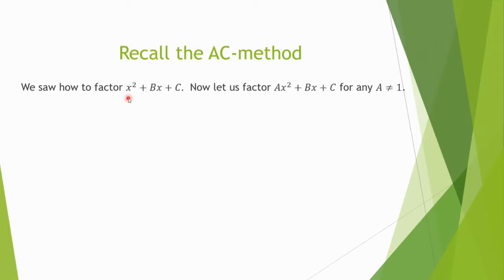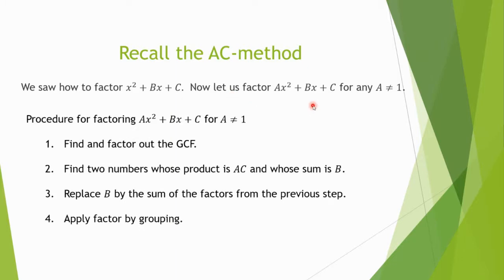Here we go. So before, we've seen how to factor this, and last time I showed you the method, which I reproduced here. It's in the notes as well, but this is the method that you use for factoring a trinomial of this form, where the leading coefficient is not 1.